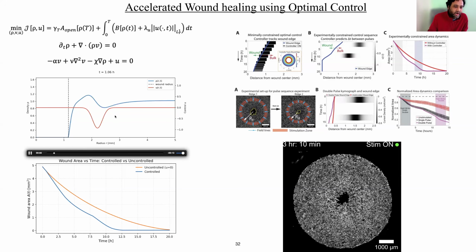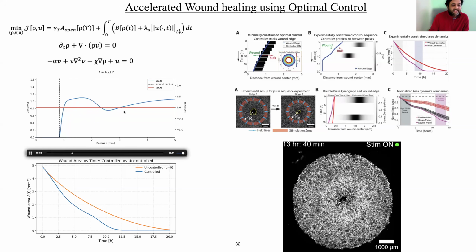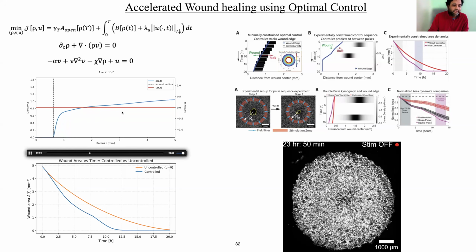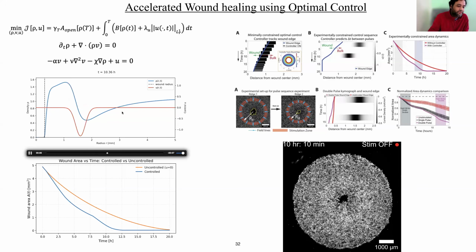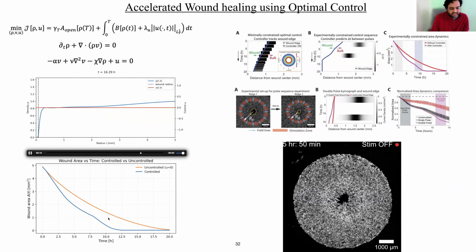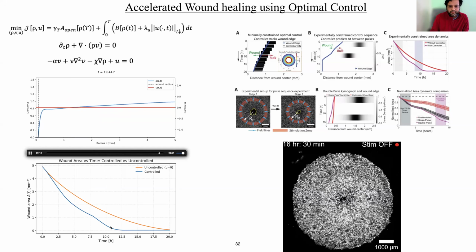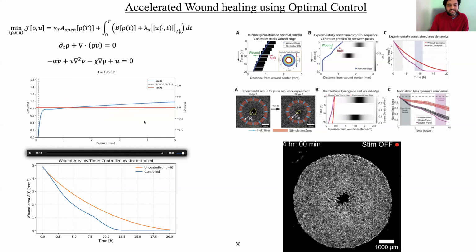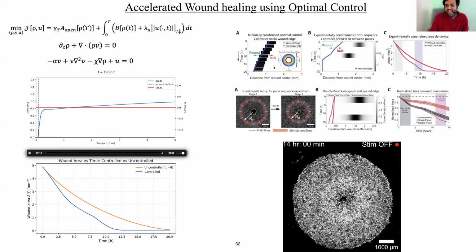So what does the optimal control predict? The prediction is that you should pulse the strategy in two pulses so that the wound closure is very fast. And as you can see, when it's uncontrolled versus controlled, the acceleration of the wound happens. And this is just the representation of this whole thing in a much more systematic sense.